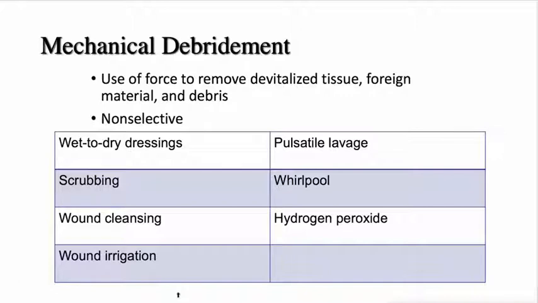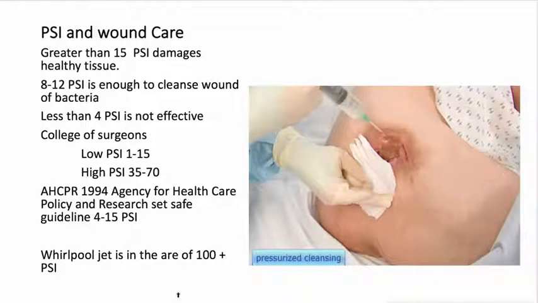You could do scrubbing, whirlpool, wound cleansing, hydrogen peroxide. With hydrogen peroxide, remember, you're going to kill both vital and non-vital tissue. You could also do wound irrigation, which pulsatile lavage is kind of an example of. You need to be careful with the PSI, or pounds per square inch. Anything greater than 15 is going to damage healthy tissues. So 8 to 12 is usually adequate. Less than 4 is not effective.